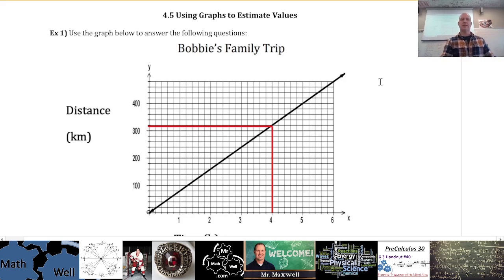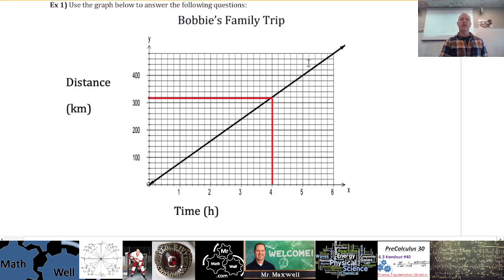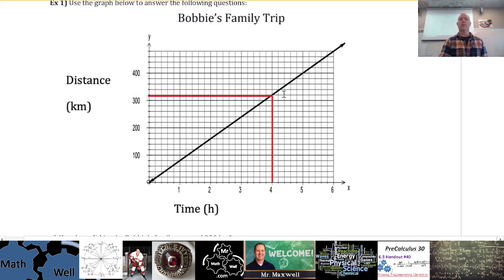But anyways, example 1 says, use the graph below to answer the following questions. So we've got a graph of Bobby's family trip. This is the title of the graph. Make sure you remember that all of your graphs need to have a title. Each of your graphs needs to have some very important things. For example, they need to have the quantities on each axis. So in this case, it's distance and time. Time is on the x-axis, or the independent variable, and distance is on the y-axis, or the dependent variable.